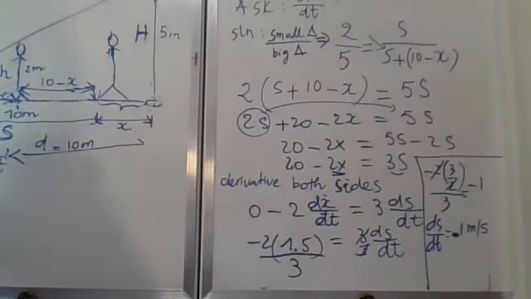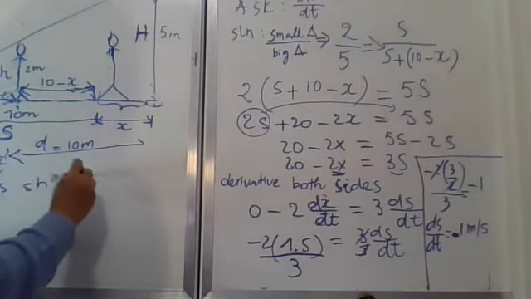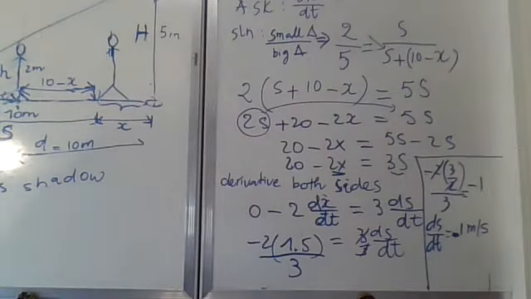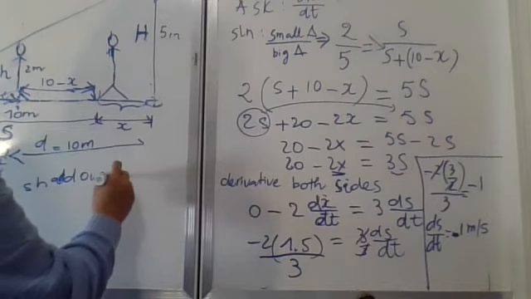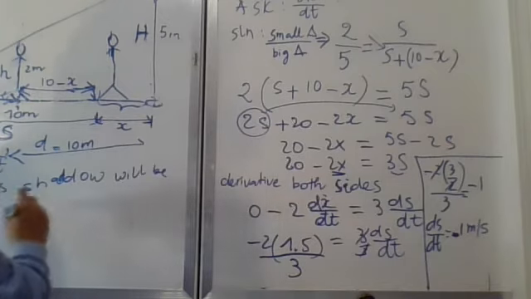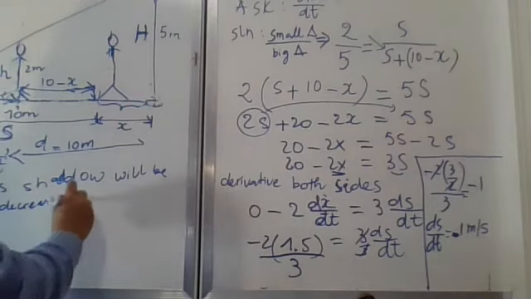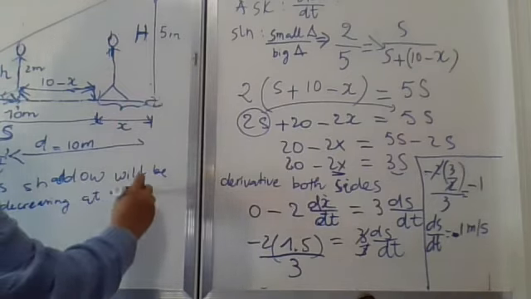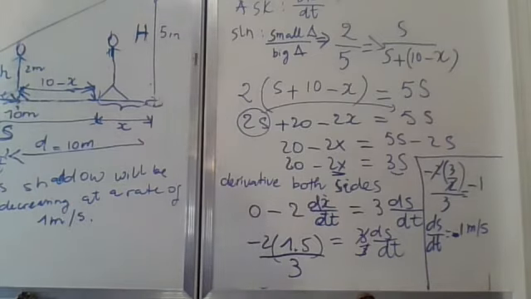So now we can say, at what rate? So we can say his shadow, D, will be decreasing at a rate of 1 meter per second. That's our answer.